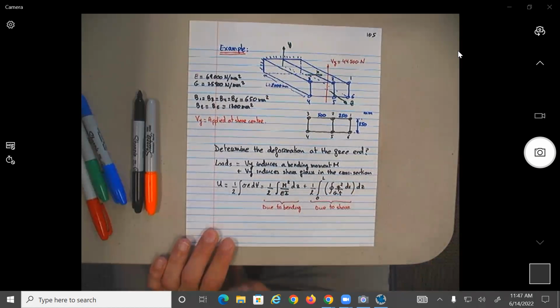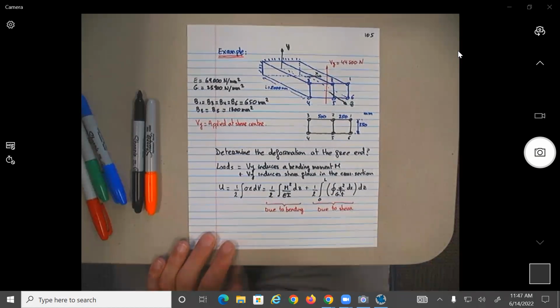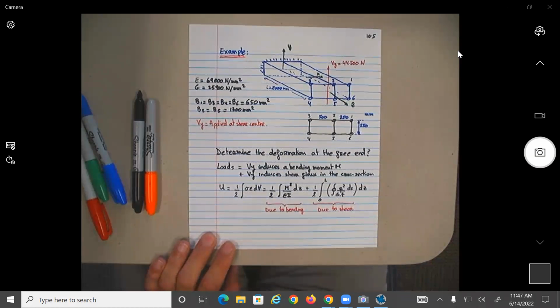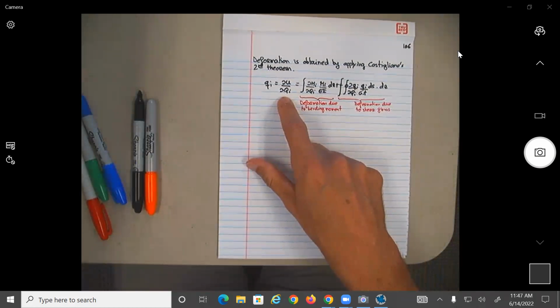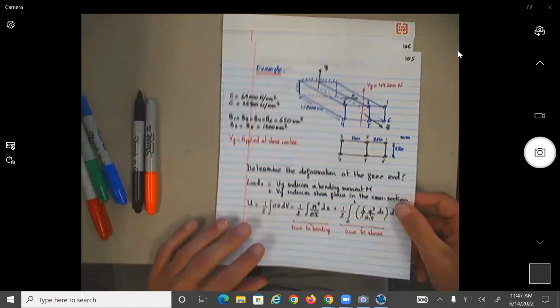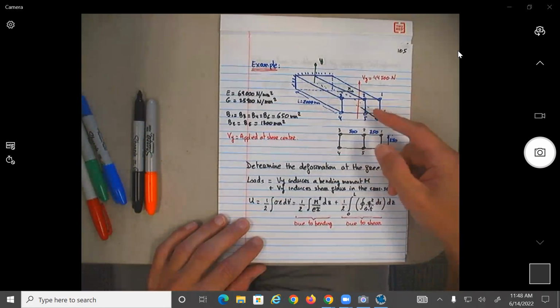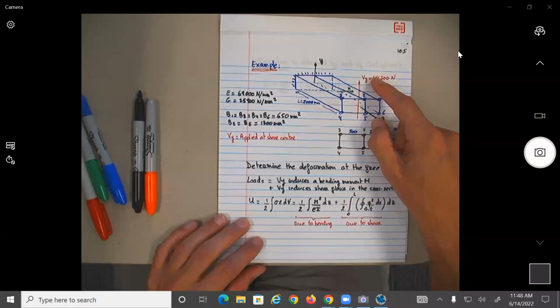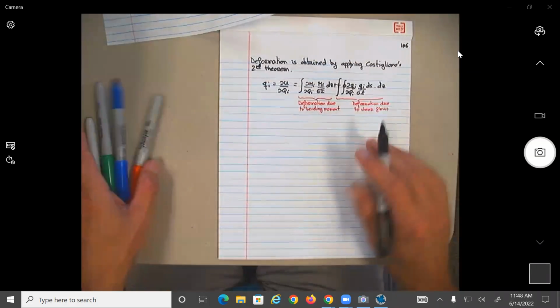So basically, we need to calculate the deformation due to the bending and due to the shear. If you remember in this equation, the Q sub I, you need a force being applied at the location where we're going to calculate the deformation. In this case, is it a force applied at the free end? V sub y. So for simplicity, we're going to say Q sub I equal to V sub y, and calculate the deformation there.